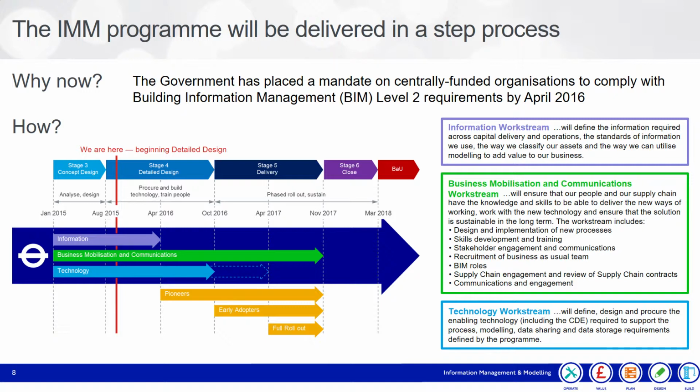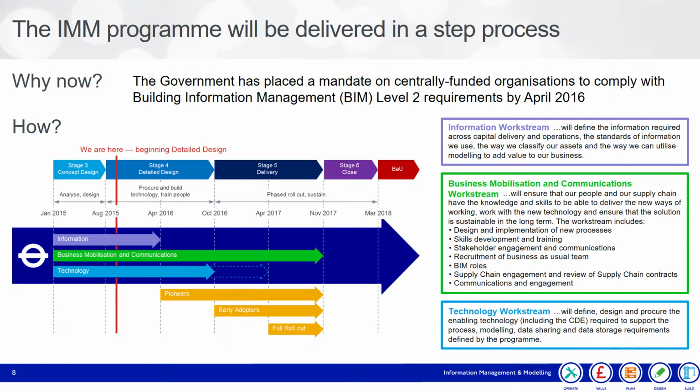The business mobilisation and comms workstream will ensure that our people and supply chain have the knowledge and skills to be able to deliver the new ways of working, work with the new technology and ensure that the solution is sustainable in the long term. The technology workstream will define, design and procure the enabling technology required to support the process, modelling, data sharing and data storage requirements defined by the programme. The programme is complex and therefore will be delivered in stages, again as shown by the diagram.